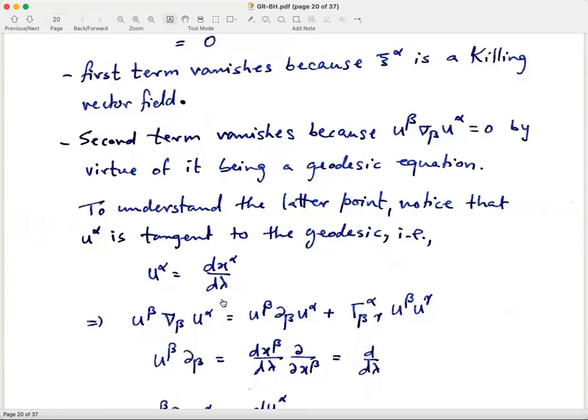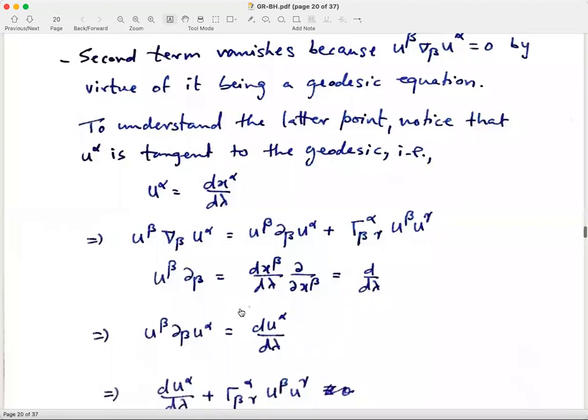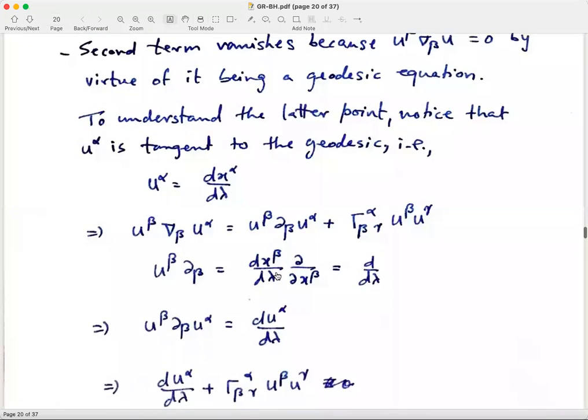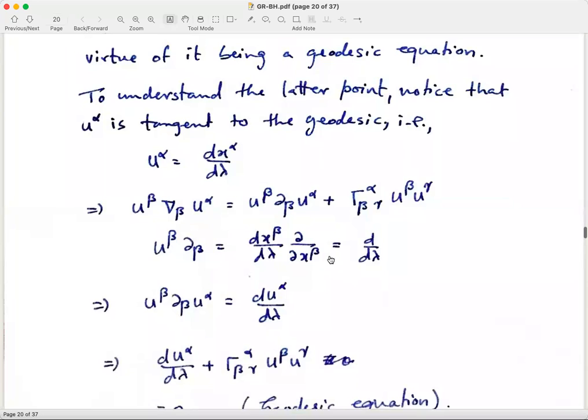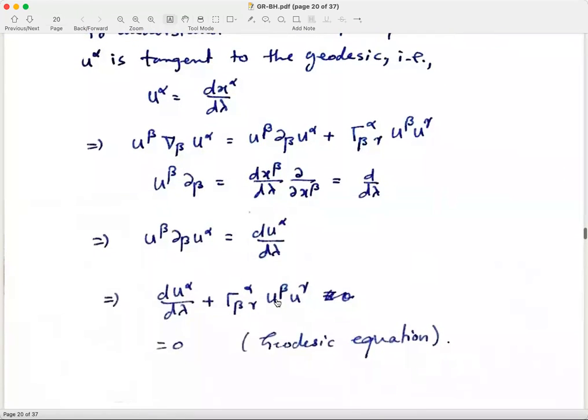Now u^β ∇_β itself is the same as the derivative with respect to the proper time, or the variable which defines the geodesic, I mean which measures the geodesic length. So you can convert this u^β ∇_β as just d/dλ. Therefore, this quantity can be written as d/dλ of u^α, and this quantity is Γ^α_βγ times u^β u^γ.